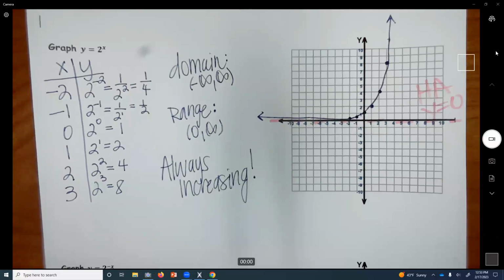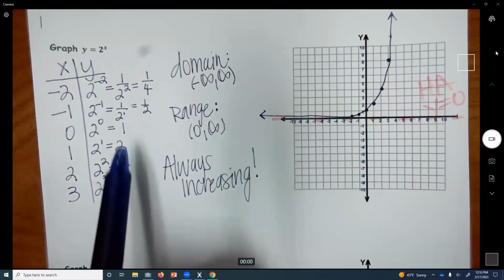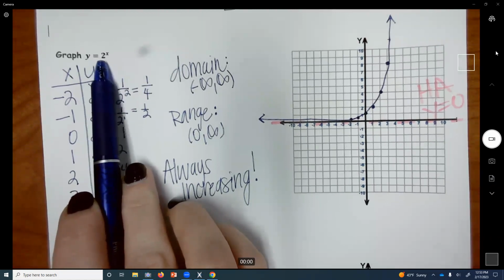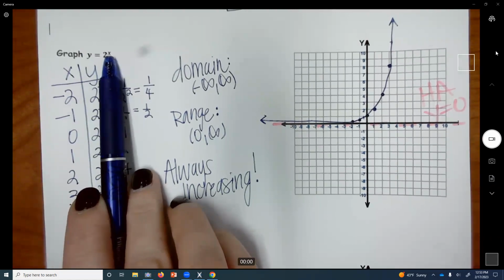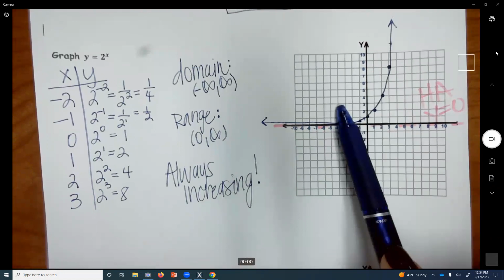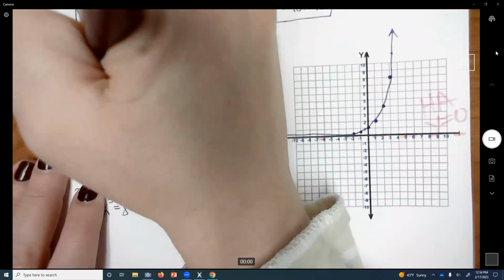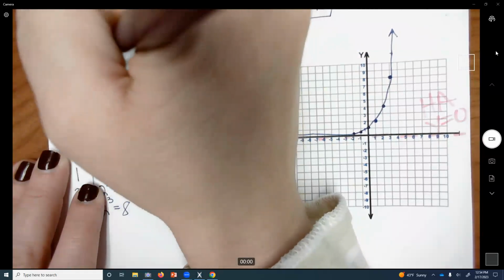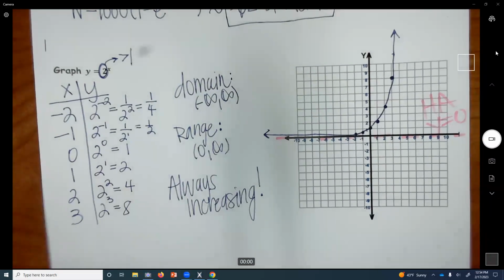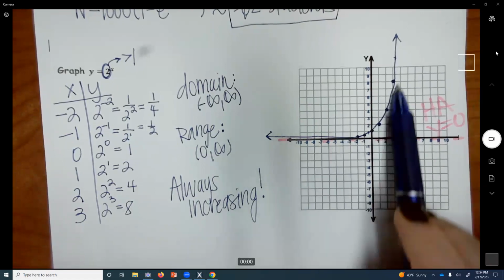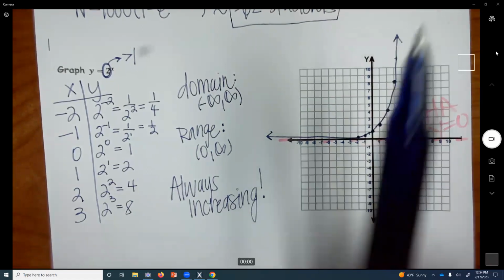All right, in the last video, we just went over this graph. And so when I have y equals 2 to the x power, it's going to look something like this. And this happens whenever this base is greater than 1. When the base is greater than 1, it's going to take this shape right here.